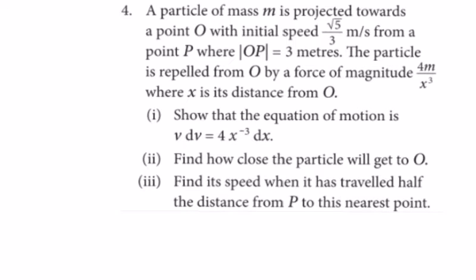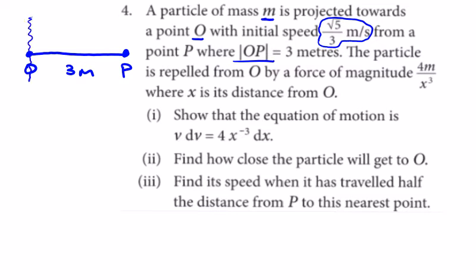In this question, we have a particle of mass m projected towards a point O with initial speed √5/3 from a point P, and OP is 3 meters. So we have O to P, or the other way around, whatever you choose, 3 meters. The particle is repelled from O, so there's a repellent force going this way. The particle is repelled from O by a force of magnitude 4m/x³.